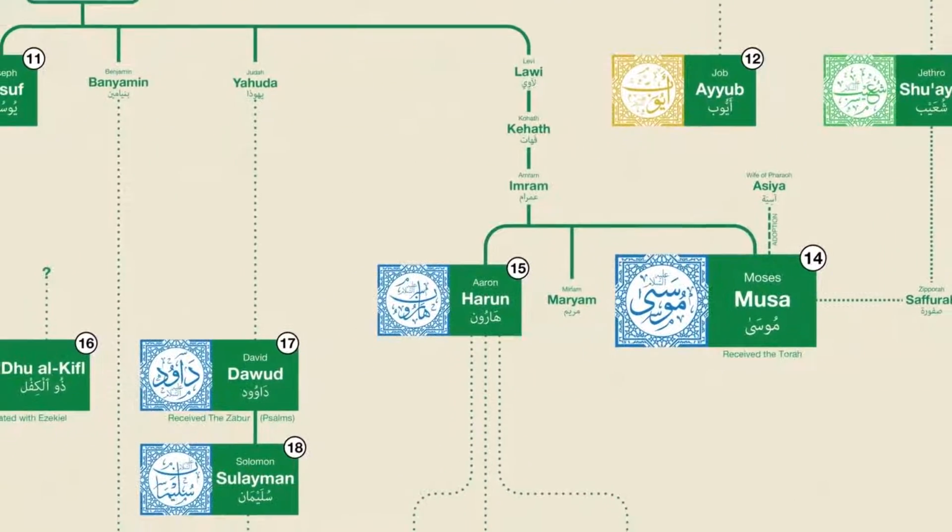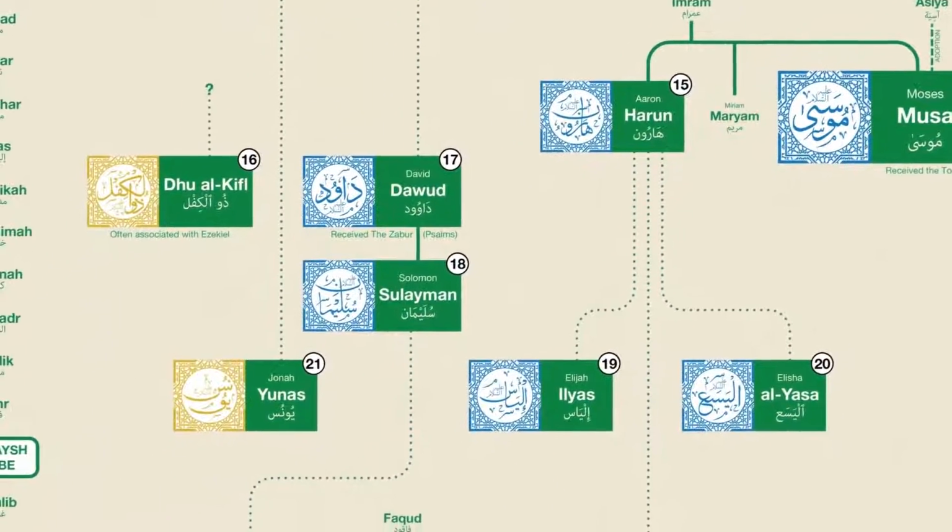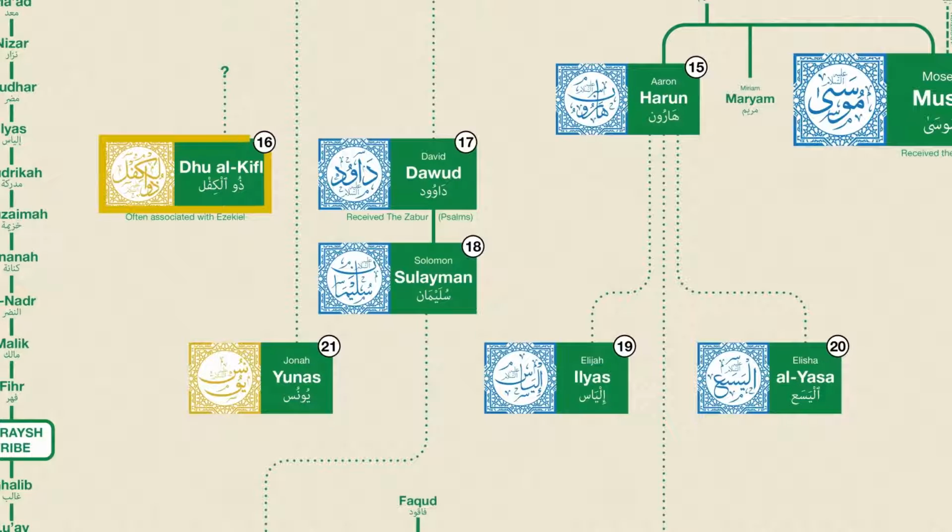Next, we come to the most mysterious of the 25 prophets, Dhu Kifl. In fact, some Muslim scholars do not consider this person to have been a prophet at all. He is only mentioned in the Quran twice, and there is no agreement on which Bible character, if any, he might correspond with. The leading theory is that he is the same person as the biblical prophet Ezekiel, but again, this is debated. The only thing we really know about him is that he preached in Babylon, and that his name means owner of the double.